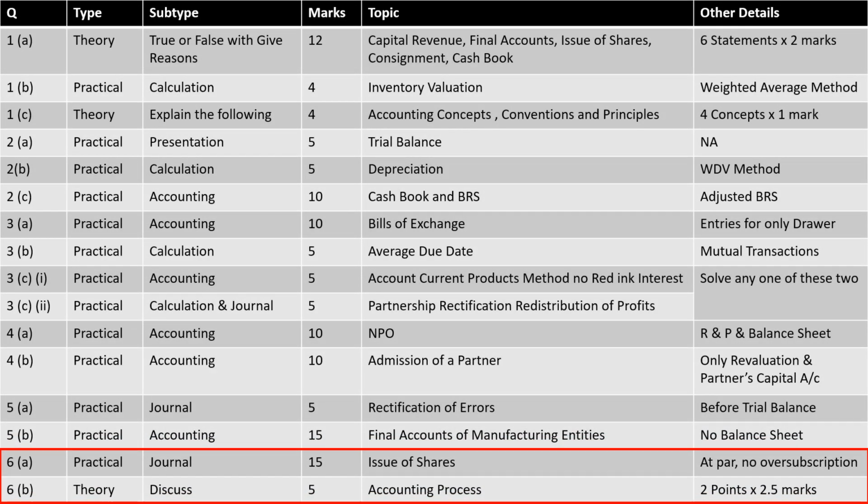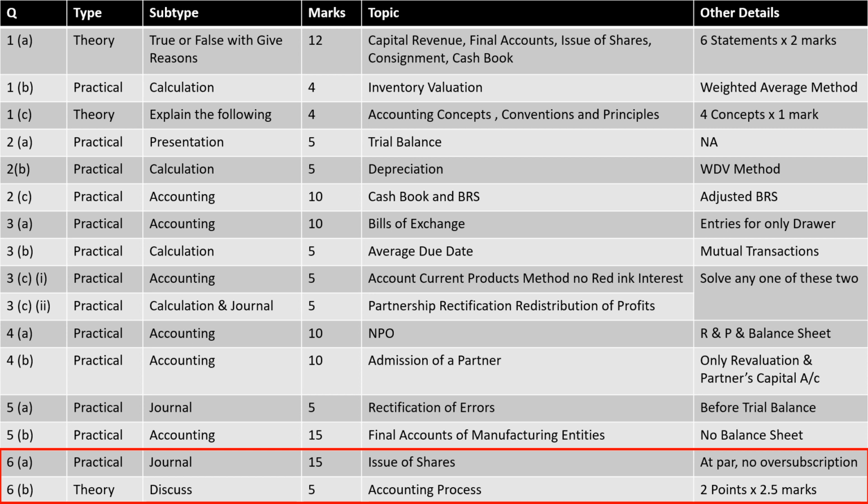Question number 6. Here again you will find that they have given one theory and one practical question. The practical question was of journal entries. It was of issue of shares. But most important, this issue of share was very simple. It was at par. There was no oversubscription. So there was no refund.